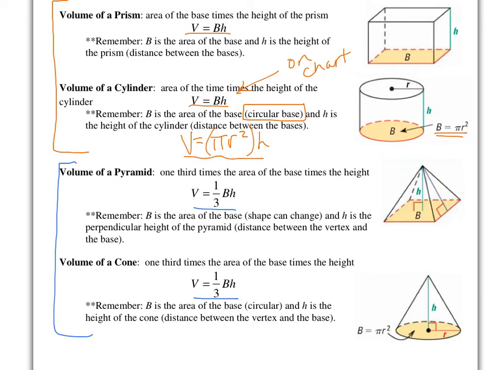The same thing is going to happen down here with your pyramids and your cone, because they start with the same thing. It's 1/3 times the area of the base times the height. And it's not the slant height, it's the actual height, the perpendicular distance that you can see in my pictures right here, the green height.